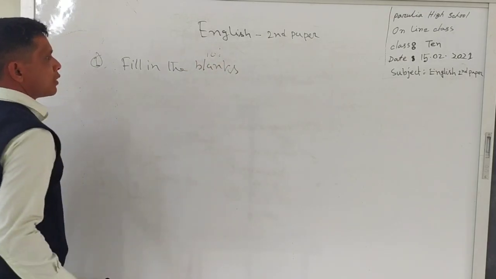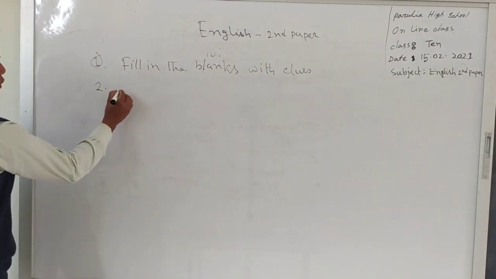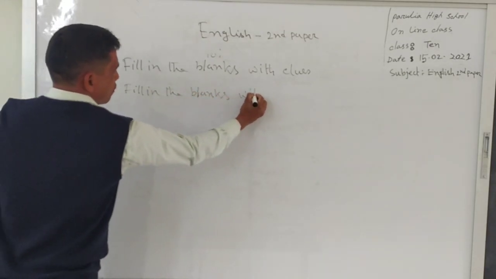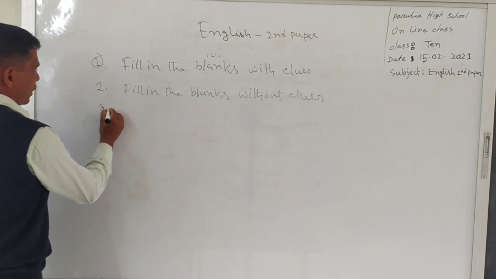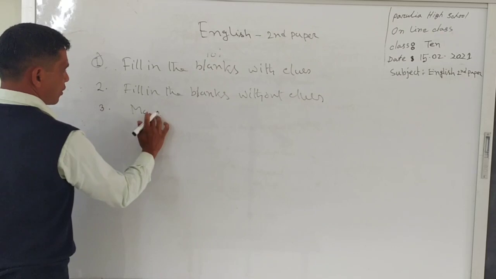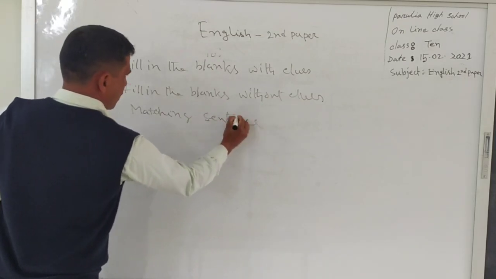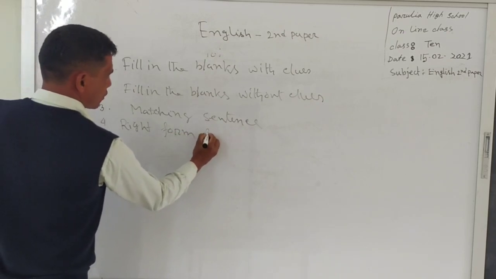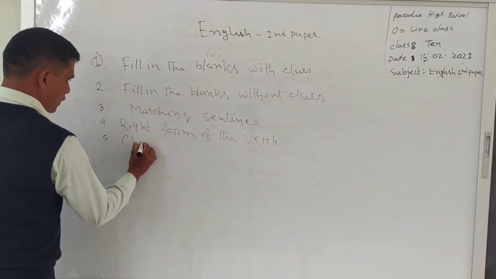In the first one, fill in the blanks, we have item 1, fill in the blanks with clues. Item 2, fill in the blanks without clues. Number 3, matching sentence. Number 4, right forms of the verb. Number 5, changing sentence.